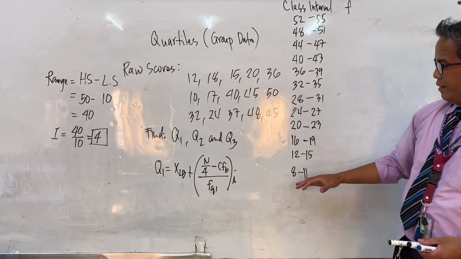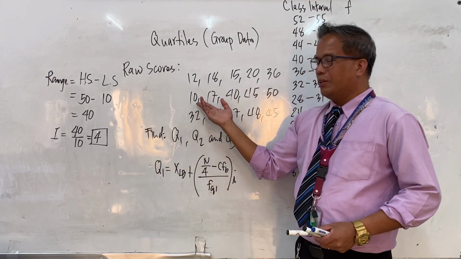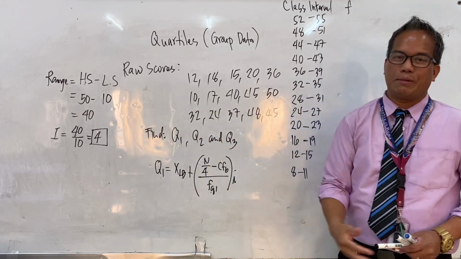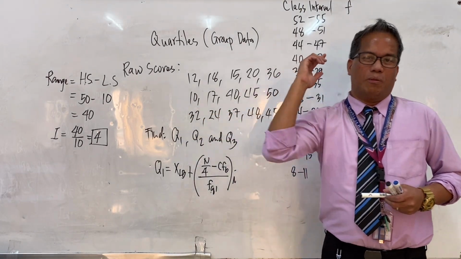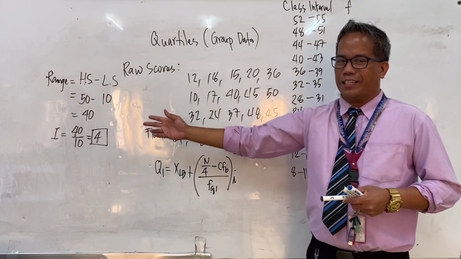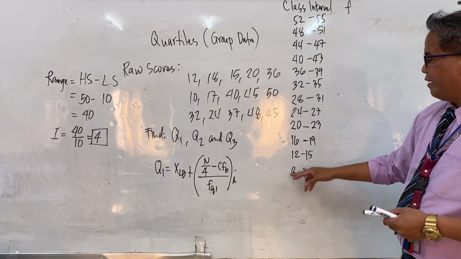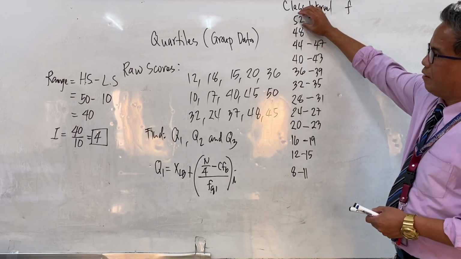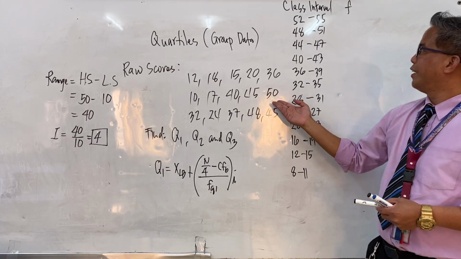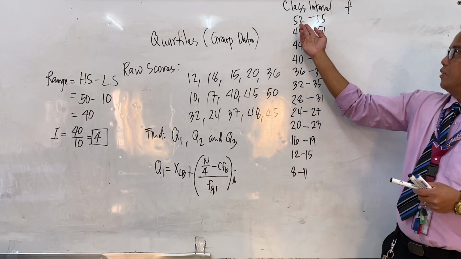I will repeat. The interval must be divisible into your lowest score. Since the lowest score is 10, and 10 is not divisible by 4, we will find a smaller number which is divisible by our class interval. So that is 8. Then, since the class interval is 4, add 4, add 4, add 4, until you reach your highest score. If it is more than that, it's okay, because the highest score belongs to that last interval.